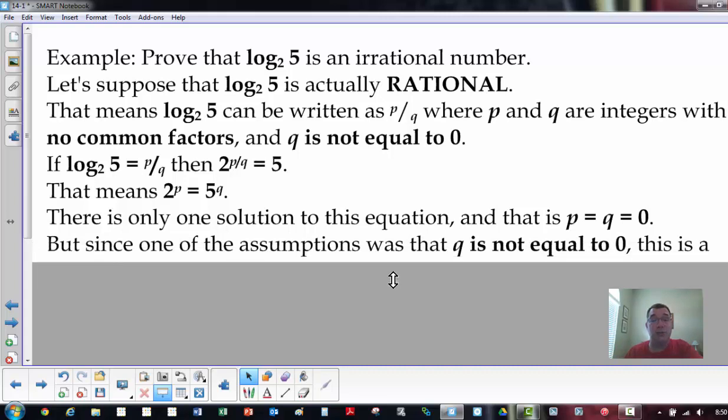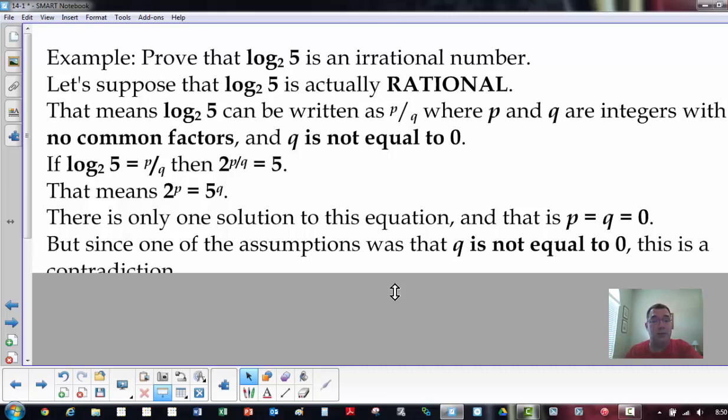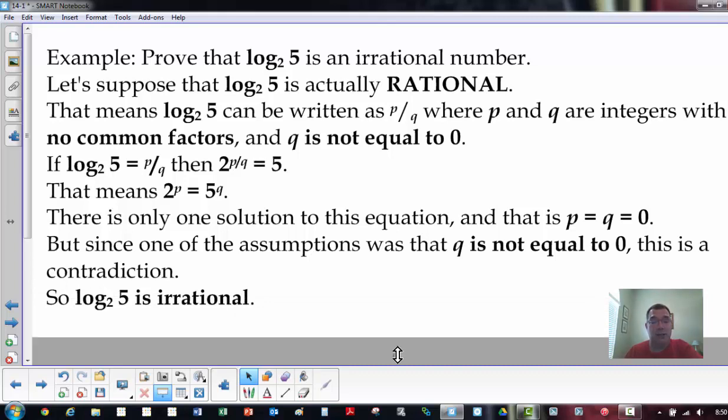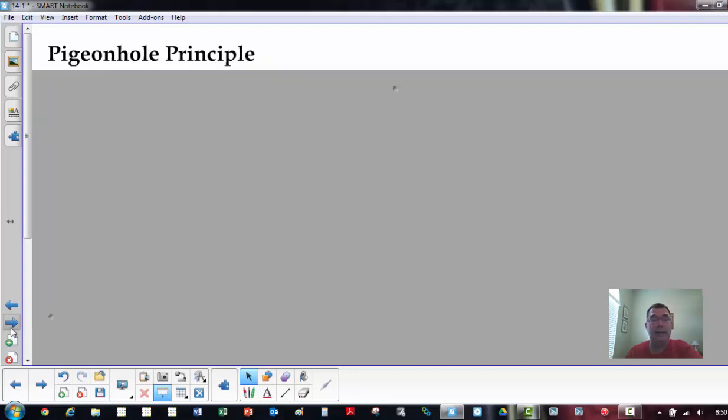And since I assumed that q was not equal to 0 in the very beginning, this is where my contradiction is. So I can therefore say that log base 2 of 5 is not rational, and in fact it is irrational. All right, so that's just one example of how that would work.